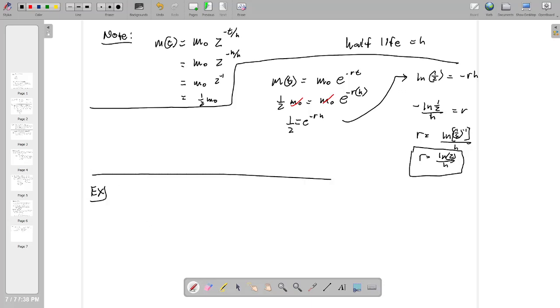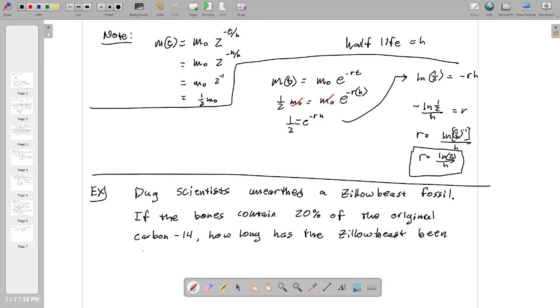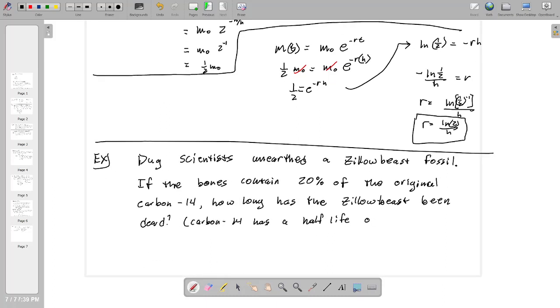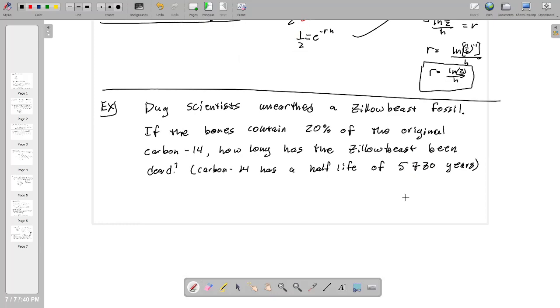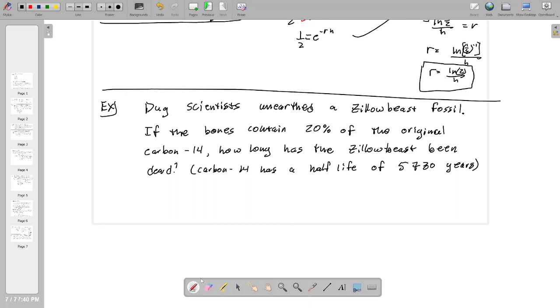Now let's do an example. Scientists unearth a Zillobeast fossil. If the bones contain 20% of the original carbon-14, how long has the Zillobeast been dead? Now, as I stated before, carbon-14 has roughly a half-life of 5,700 years. It's 5,730 years. So this is what our h is going to be. Now again, it's different for each substance. So if you're not using carbon-14 and you're using some other molecule, then you'll get a different half-life. So here h is 5730.